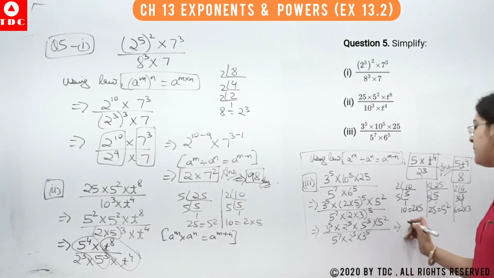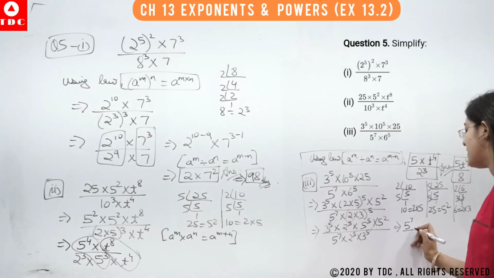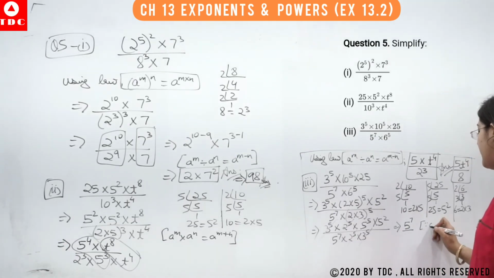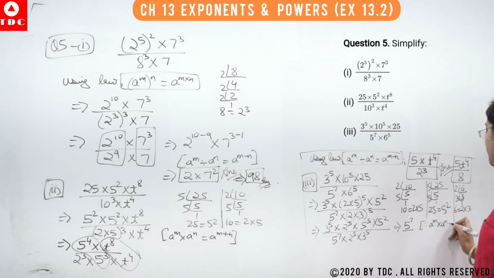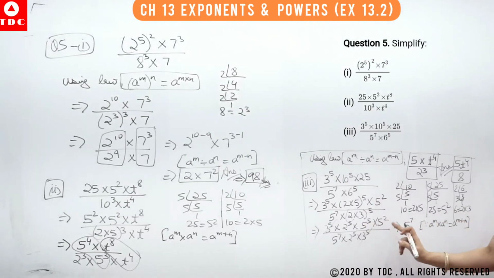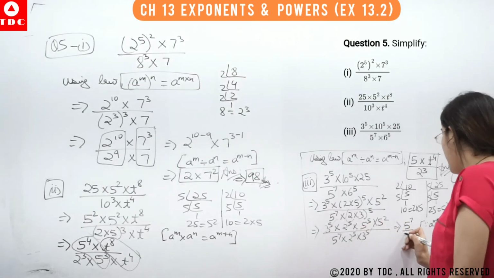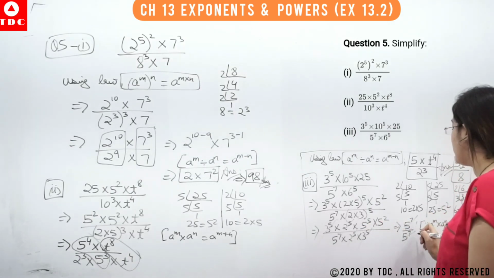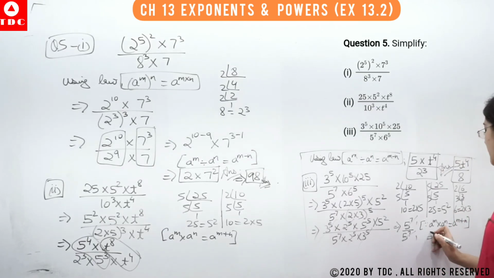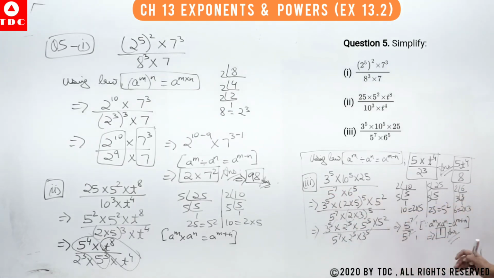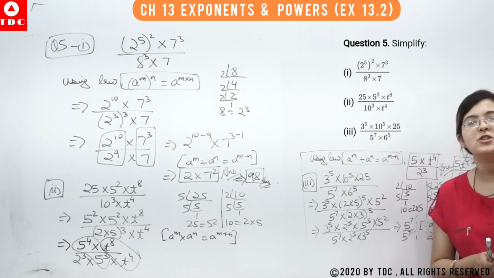Here what will we get? First the powers would be added, 5 to the power 7, using the law a to the power m into a to the power n gives a to the power m plus n. You have to write the rule. So 5 plus 2 is 7, and in the denominator it is 5 to the power 7. That means you will get the answer as 1. This is your final answer because it got cancelled. So the third part has the answer 1. This is very much important. This completes your question number 5, students.